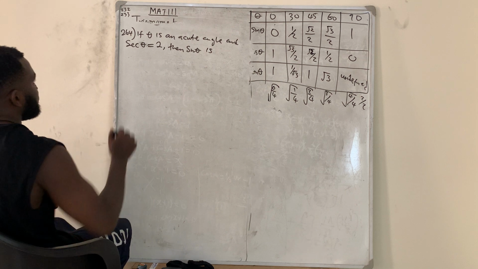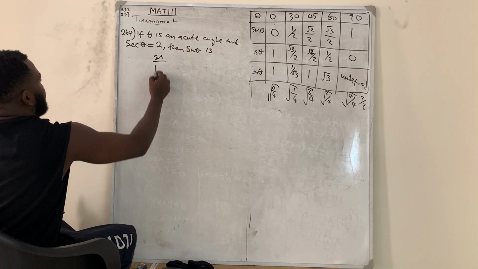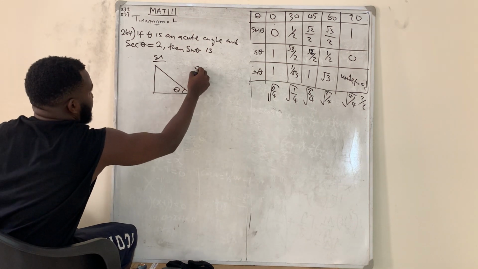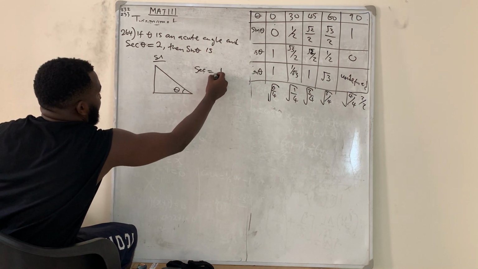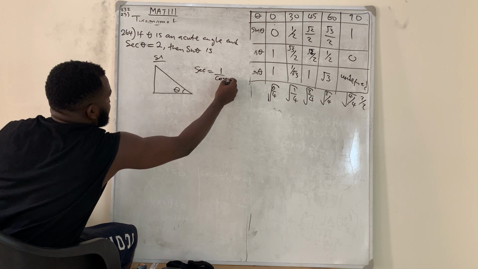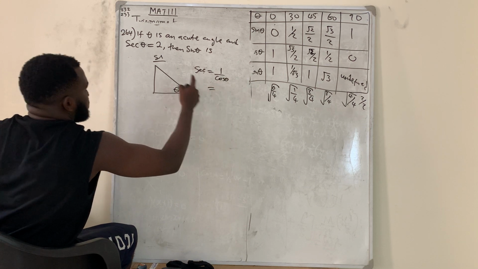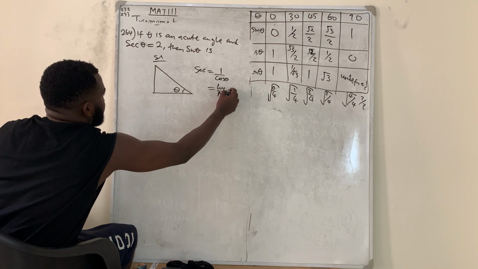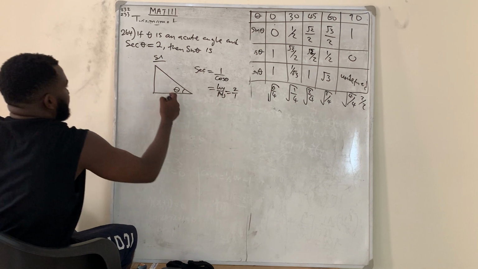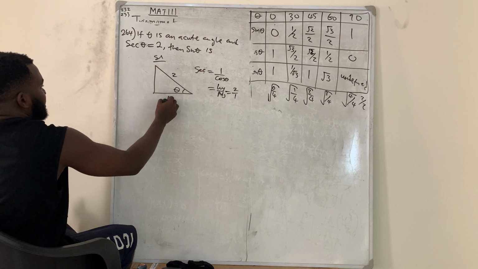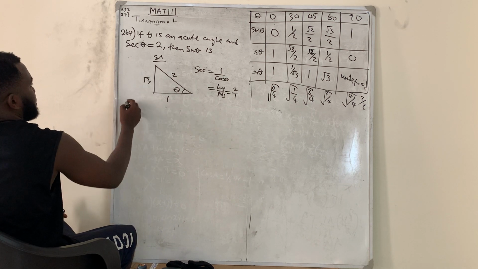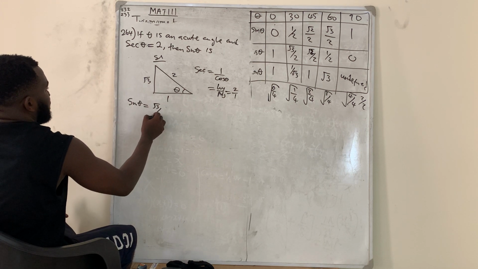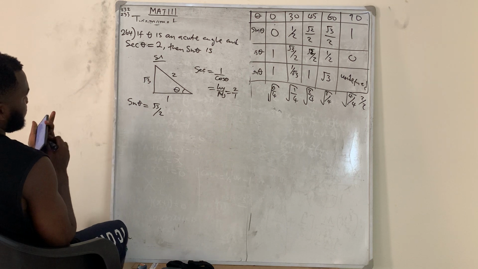So this is a very simple question. Solution, we are going to draw. Here is my theta, and I told you that sec theta is equal to 1 over cos theta. Cos is adjacent over hypotenuse, so sec is hypotenuse over adjacent, which they gave me as 2 over 1. So my hypotenuse is 2 and my adjacent is 1. So here is going to be root 3. Therefore, sine theta will be opposite root 3 over hypotenuse 2. So my answer is root 3 over 2.